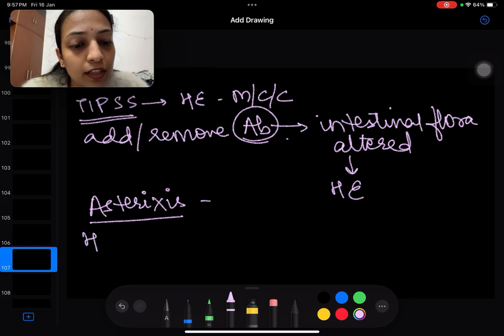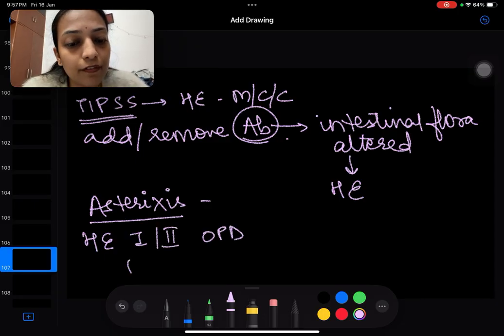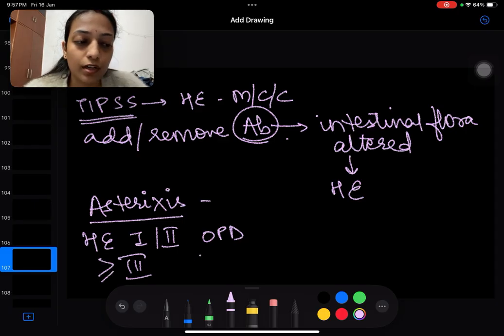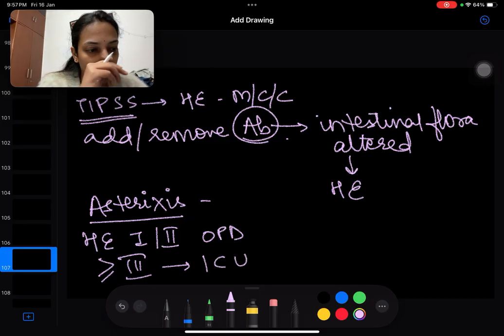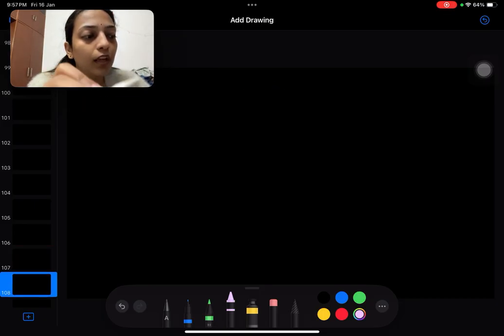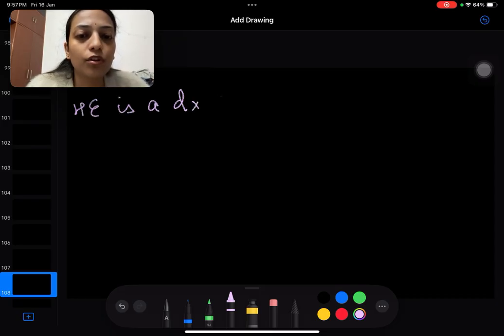See, whenever there is HE grade 1 and 2, it can be managed on OPD basis. But whenever it is grade 3, equal or greater than 3, patient has to be admitted. Mostly it is an ICU admission, right? See, HE is a diagnosis of exclusion.